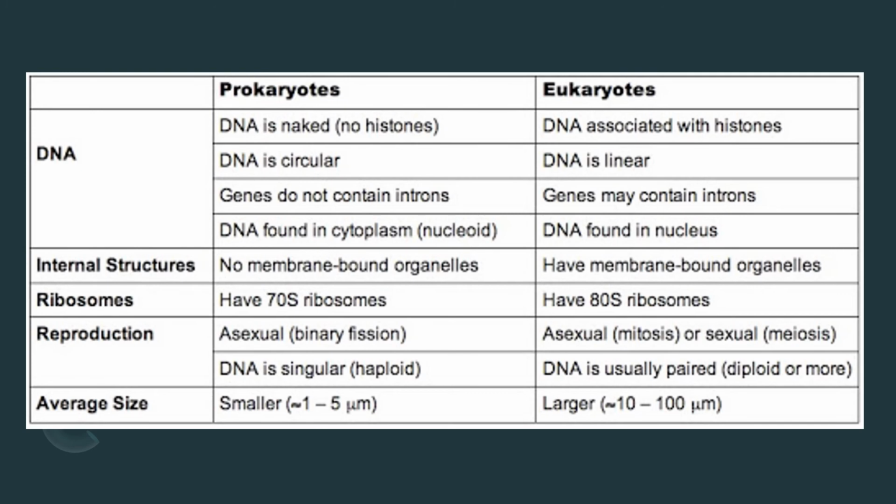In terms of internal structures, like I have mentioned earlier, prokaryotes do not have membrane-bound organelles as compared to the presence of membrane-bound organelles in eukaryotes. And ribosomes of prokaryotes are 70S, while eukaryotes have 80S. In terms of reproduction, prokaryotes can reproduce asexually by binary fission, and eukaryotes can reproduce asexually by mitosis and sexually by meiosis. The DNA of prokaryotes is singular, or haploid, while the DNA of eukaryotes is usually paired, or diploid. The average size of prokaryotes ranges around 1 to 5 micrometers, while eukaryotes are definitely larger, from 10 to 100 micrometers.